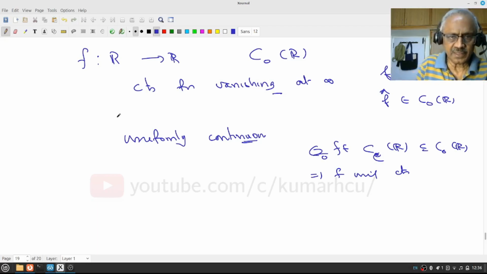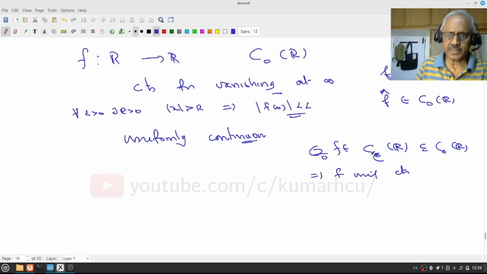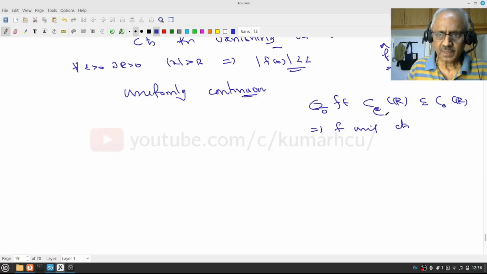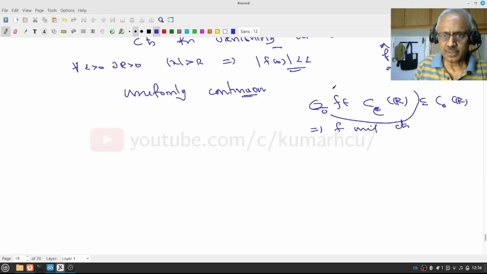Let us again recall the definition. For any epsilon greater than 0, there is R positive so that mod x greater than R implies mod f(x) is less than epsilon. This is what we proved for the Riemann-Lebesgue Lemma. Is that clear? And this one is often used.